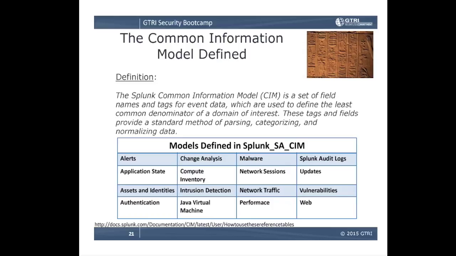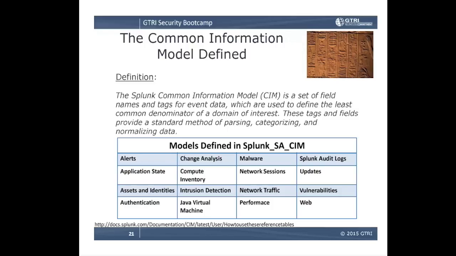So I'm just going to read this out loud to you guys. The Splunk common information model is a set of field names and tags for event data, which are used to define the least common denominator of a domain of interest. These tags and fields provide a standard method of parsing, categorizing, and normalizing the data. And the biggest thing that I see out of this is that it gives you the ability to search across your entire enterprise and receive events and results across your enterprise without the need to add different fields to your search or make your searches more robust. This gives you a way of looking into your data center as a whole.